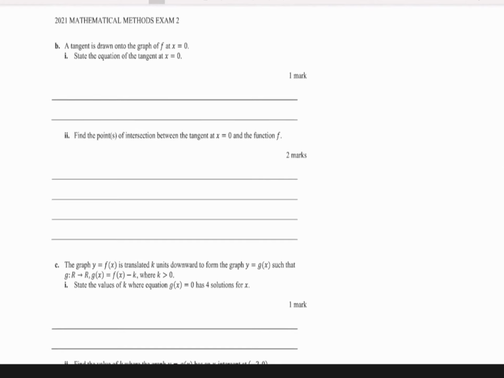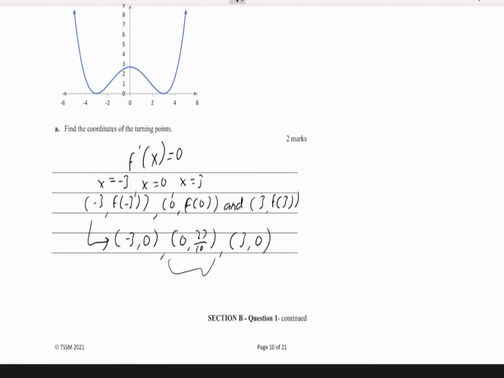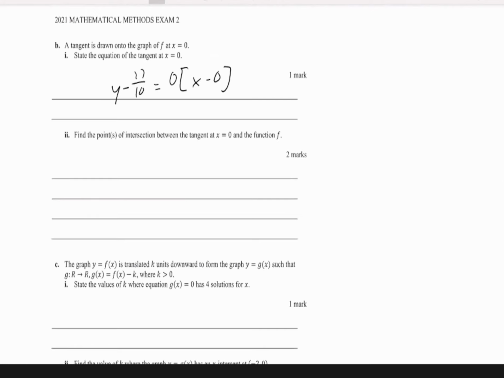Question B, just use the point gradient form for this question, and you can get y minus 27 on 10 equals 0, x minus 0, because you're just using this point up here, and the gradient at this point is 0 as well. So that's how I got this. And just rearrange this, and the tangent is y equals 27 on 10.